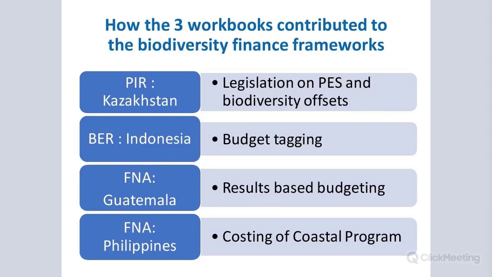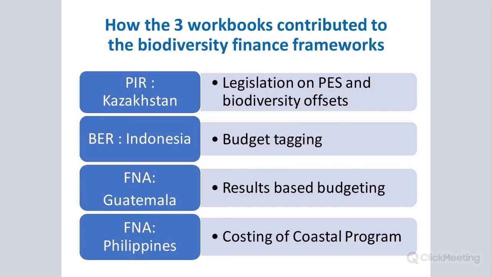Lastly, the FNA for the Philippines had a very elaborate system of costing. The costing used the budget codes of government. Furthermore, it also used unit costs for coastal rehabilitation, protection, and restoration based on information provided by a group of experts consisting of scientists, government, and civil society.